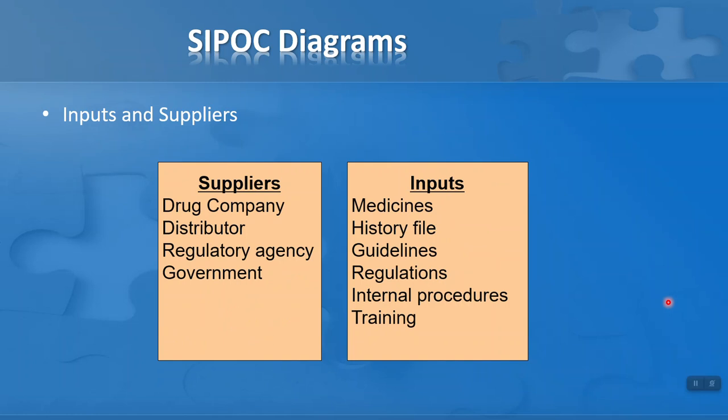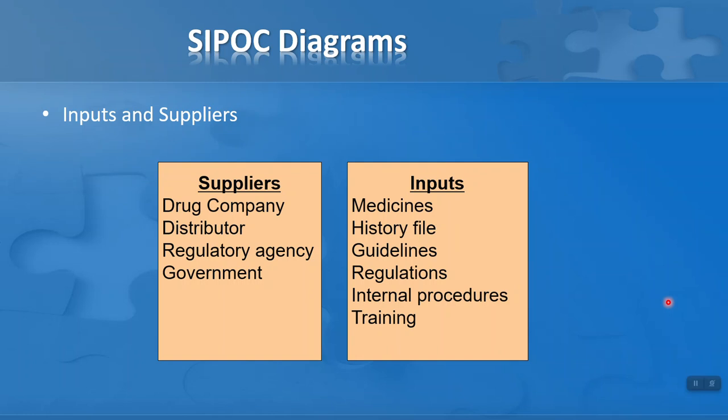And then we go over to the left of our diagram and we identify the inputs into the process. So inputs, obviously medicine, the original history file, and some guidelines and regulations which may come from regulatory authorities such as health boards and so on. There may also be internal procedures in the hospital to be followed, and training might need to be provided how these procedures are followed.